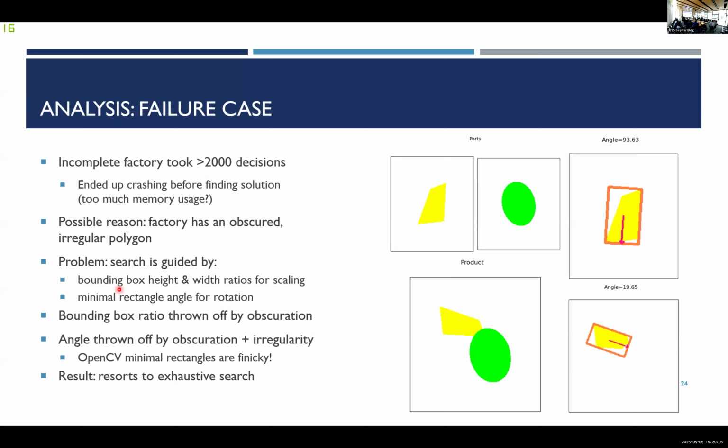Ideally, as I just talked about, it uses the bounding box height and width to get these scaling ratios that it wants to try, and it uses this minimum area rectangle to figure out the rotation. In this case, both of those were thrown off, the bounding box by this obscuration over here, and then the minimum area rectangle also kind of fit it weirdly once there was this divot in the polygon. And so it essentially had to resort to exhaustive search.